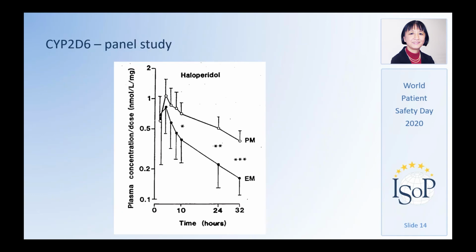You may do a panel study in a group of poor metabolizers and compare with a group of extensive metabolizers. In this case, after taking haloperidol, you look at the plasma concentration, and you find a significant difference between the two groups, indicating the involvement of the CYP2D6 enzyme.